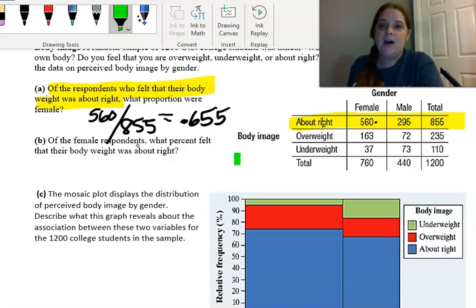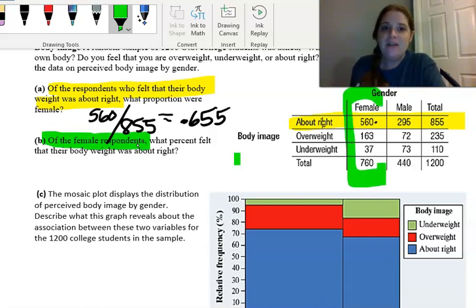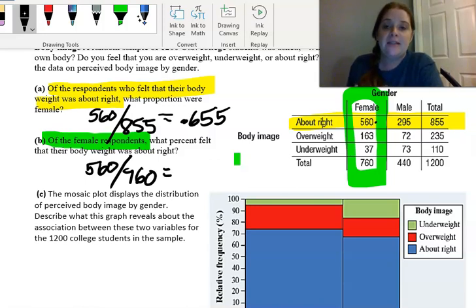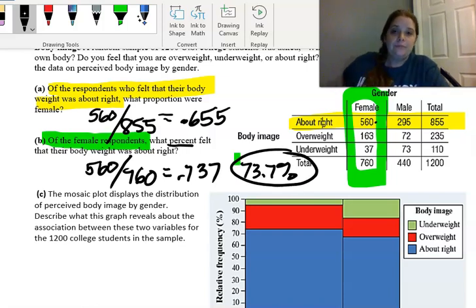All right. Now the next question says, of the female respondents, notice, so not out of everybody, just out of the female respondents this time, what percent felt their body weight was about right? So it's still 560, but this time we're talking about the condition that the person is definitely female. That's 760. So 560 out of 760, that gives me 0.737. And notice it says what percent, so I'm going to answer it like that, 73.7%, as opposed to the proportion of 0.655.